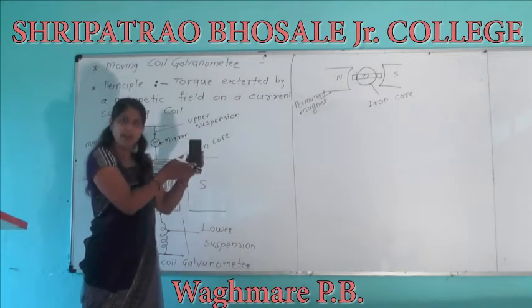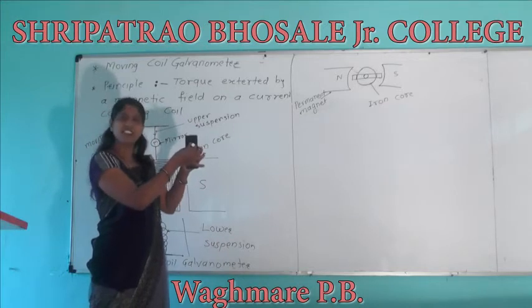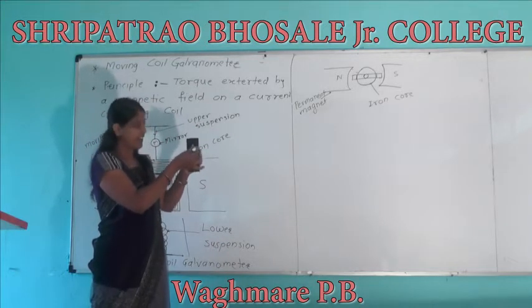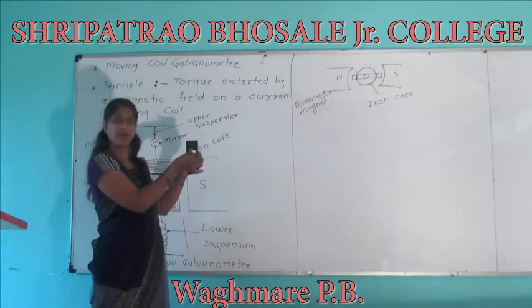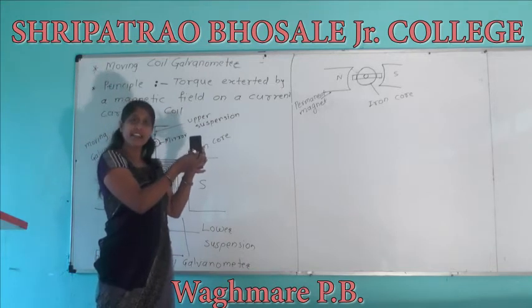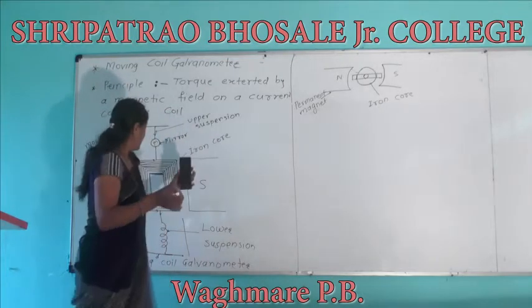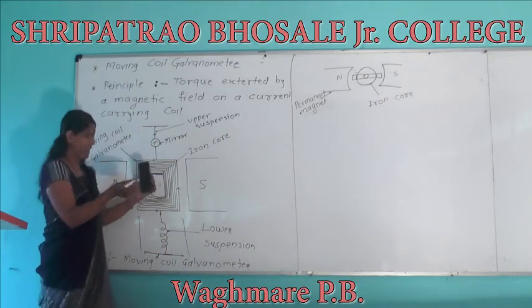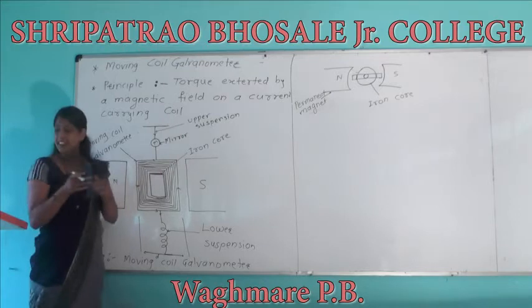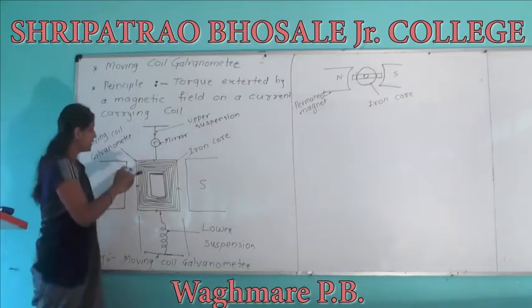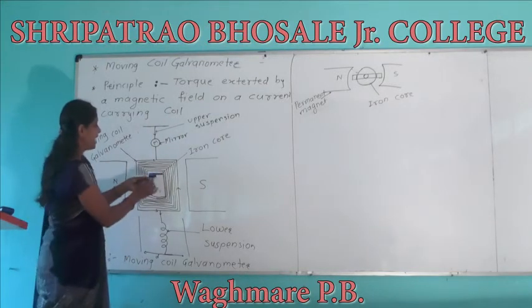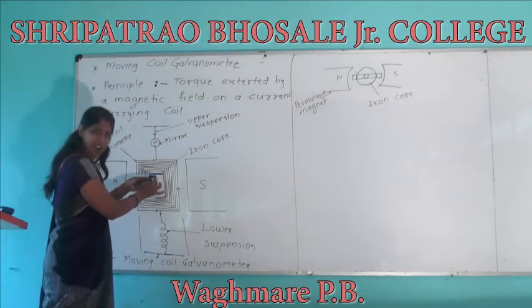This is the plane of the coil, and suppose this is the area vector. This area vector is perpendicular. We take the area vector always perpendicular to the plane of the coil. Therefore, we can say that the magnetic field is in this direction. This is the direction of the magnetic field, and this is the direction of the area vector.